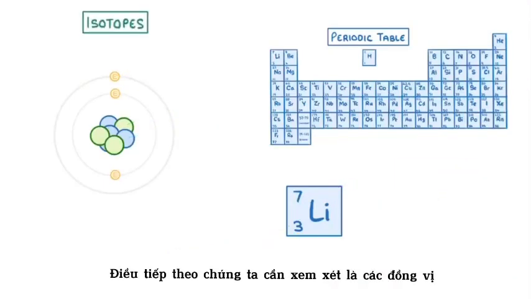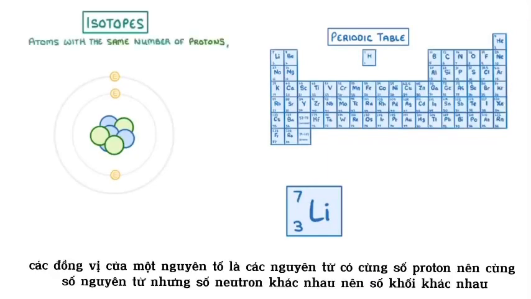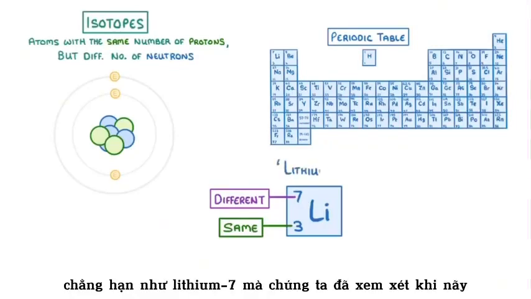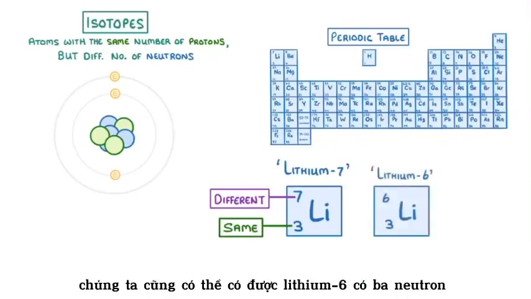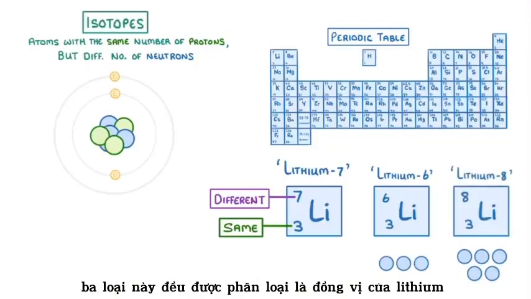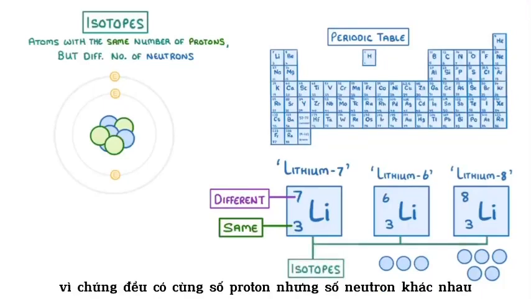The next thing we need to look at are isotopes. The isotopes of an element are atoms with the same number of protons, so the same atomic number, but different numbers of neutrons, so different mass numbers. For example, as well as lithium-7, which we've been looking at so far, we can also get lithium-6, which has 3 neutrons, and lithium-8, which has 5. So these 3 would all be classed as isotopes of lithium, because they all have the same number of protons but different numbers of neutrons.